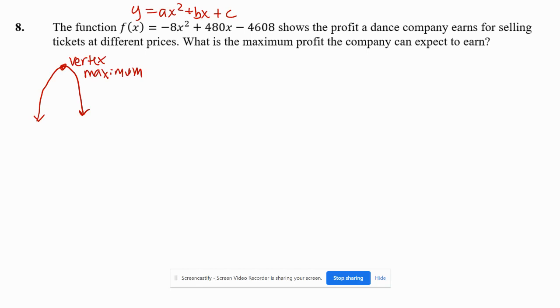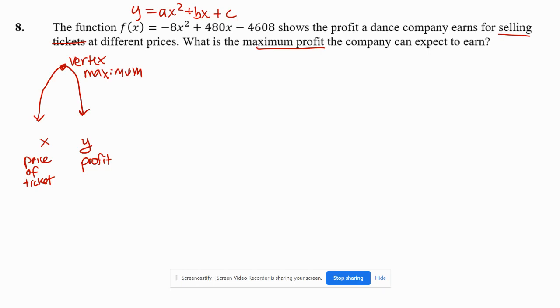Okay, so we have x as our input and y as our output. So what we plug in, x is the price of the selling ticket. So price of the ticket, and y will be the profit. Okay. So when they tell us that they want the maximum profit, they want the vertex, but specifically from the vertex, they want the y value.